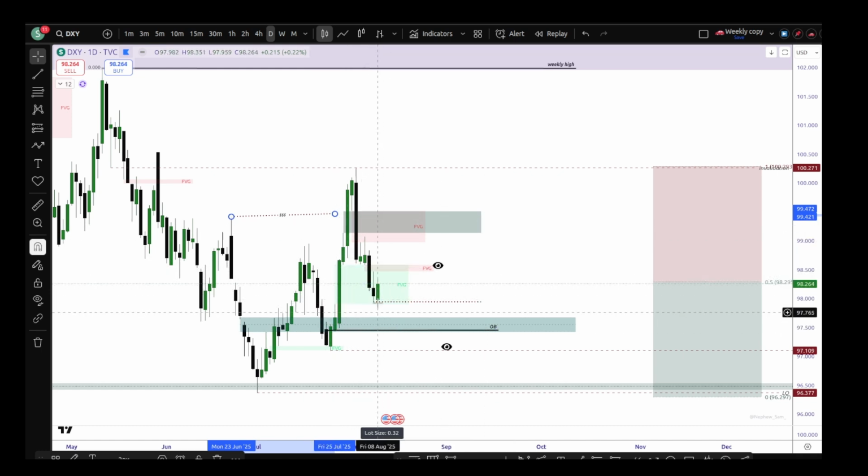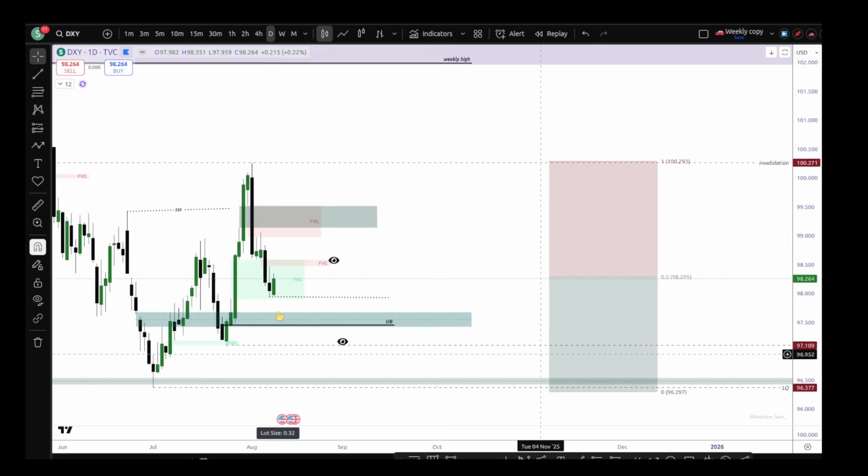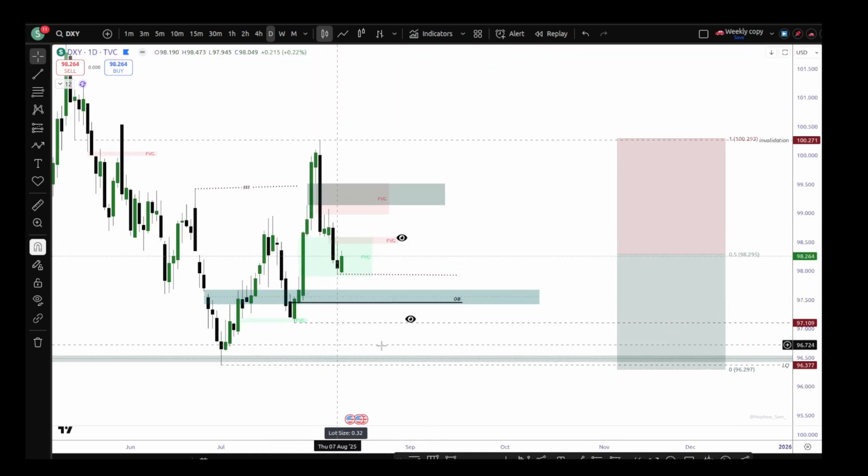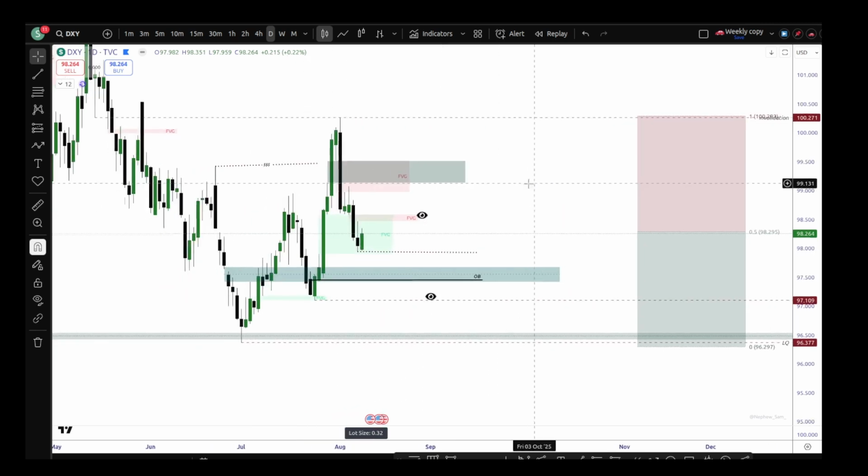I'm anticipating this will be my first target level, and this will be my second target, and potentially we test this daily fair value gap and then lower down. This could be one of the areas at the discount, right? We test this, it comes under the premium, boom, boom. Obviously we will be waiting for lower time frame confirmations, what's going on, divergence and all, but this could be sort of an area on DXY.